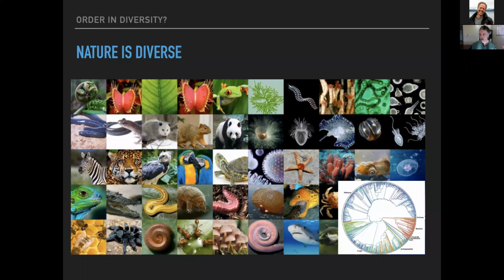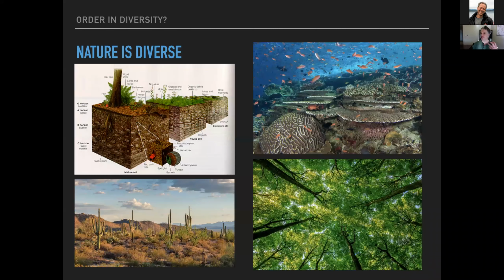One of the great things about ecology and evolution, about studying nature, is the incredible diversity. There are all these amazing species spanning this enormous tree of life, and that makes it very exciting to study. We can also study different systems in ecology, whether they're soils, deserts, or coral reefs. We can look at animals, plants, or microbes.